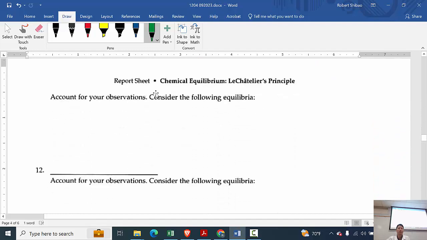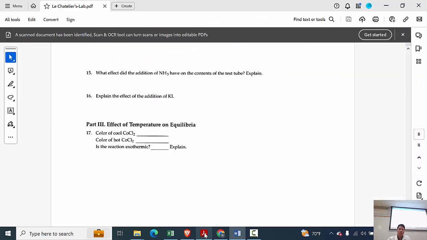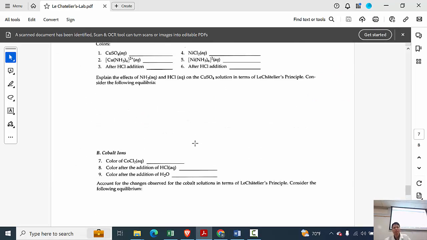Equilibria involving sparingly soluble salts. Now, what were you supposed to put in here on line 10? You have to read the procedure and see what they were asking for. What were they asking for on line 10? I didn't write it down. All right, let me see what they're asking for here on line 10.